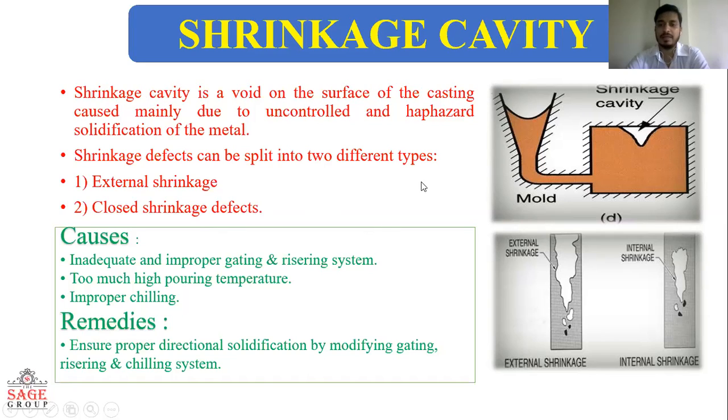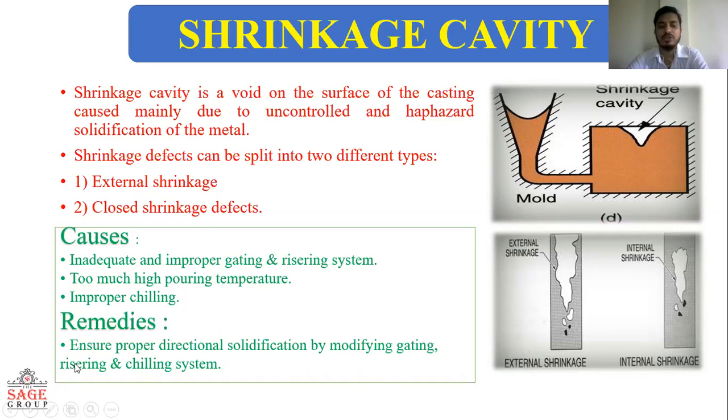As the diagram shows, the shrinkage cavity is not completely filled, as the molten metal has not completely obtained its position due to the shrinkage. So what are the causes of the gap in the shrinkage cavity? Inadequate and improper gating and risering system, too high a pouring temperature, and improper chilling. So these are the causes.